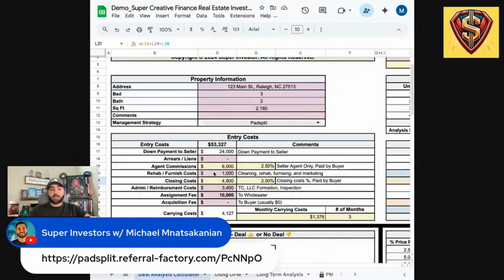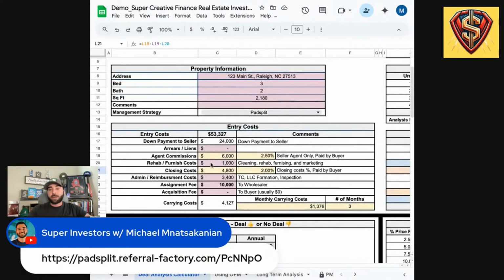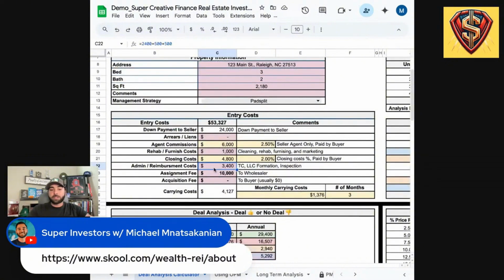Your entry costs include the down payment to the seller, that 10% we saw. There's an agent involved. There's minor rehab costs. There's closing costs. There's some admin costs, reimbursement costs that you paid for upfront. So you had to pay for a transaction coordinator. You formed your LLC. You did the inspection. So these are costs you want to account for, and you can lump them as part of your closing costs. I like to separate them because usually when I'm buying a deal and raising money from someone else, these are costs I pay upfront and they need to get paid back at closing from my partner. So I separate that so they understand.